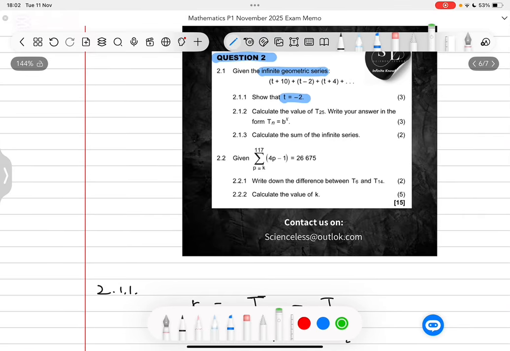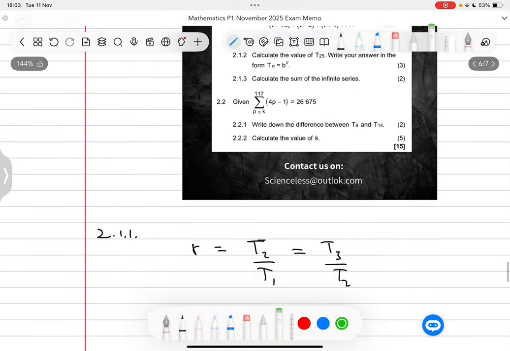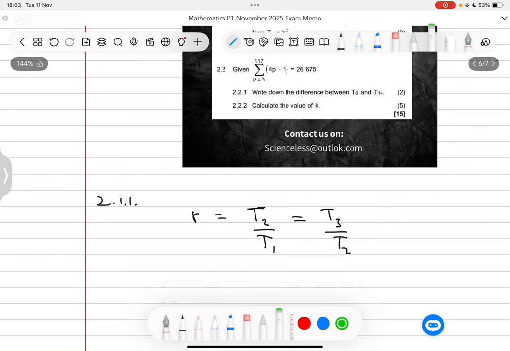So what am I saying here? I'm saying if I take this term here and divide by that term, I'll get a number. That number should be the same as when I divide this by that. And that's what I'm going to do in this question. I'm going to substitute the terms that we have there.